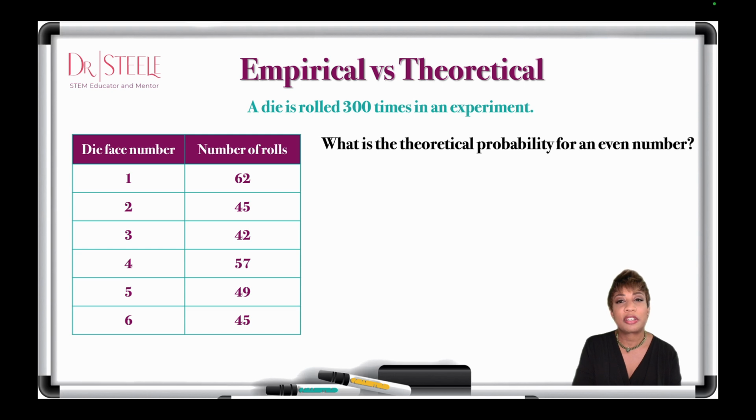Now let's talk about empirical versus theoretical probability. We have a die that is rolled 300 times in an experiment. What is the theoretical probability for an even number?